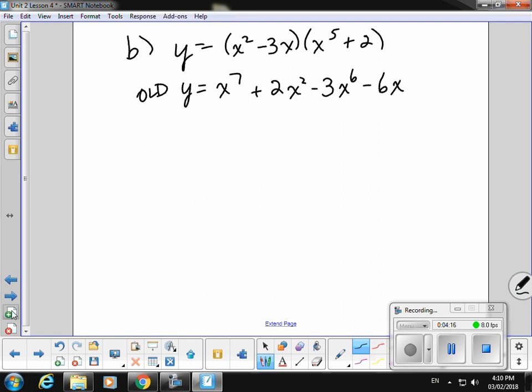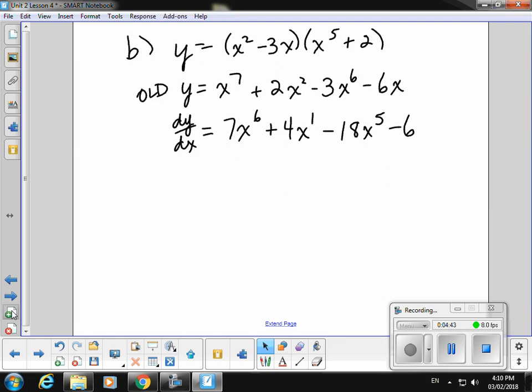The derivative of that I could write as y prime or dy/dx. My derivative would be 7x to the 6. I brought the exponent down, reduced it by 1, plus 4x to the 1, subtract 18x to the 5, subtract 6x to the invisible 0. Nothing I can do with that.